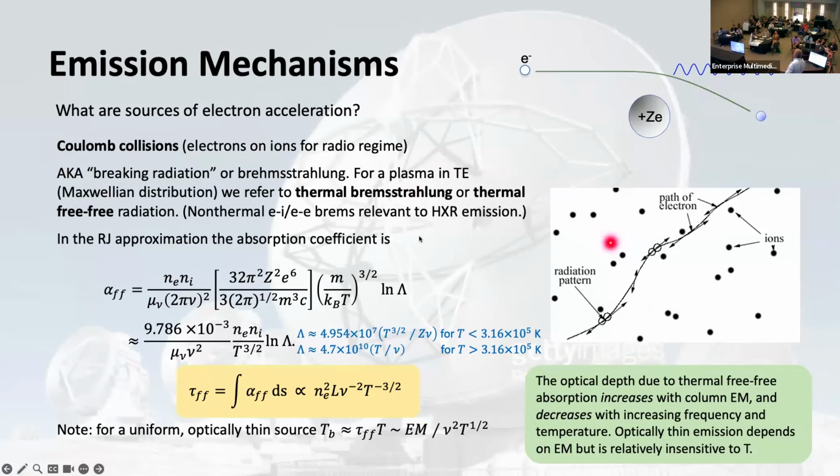Exactly, a collision. So here's our ion, and the electron goes zipping by, at some impact parameter, and some microphysics has to deal with that impact parameter, but it feels a little impulse, a perpendicular acceleration as it zips by, and so it emits photons. So this is referred to as Bremsstrahlung; for a plasma in thermodynamic equilibrium, thermal Bremsstrahlung, also thermal free-free. The particles involved are not bound.